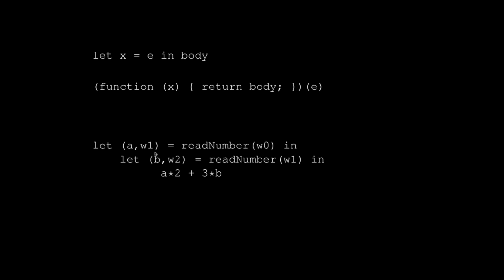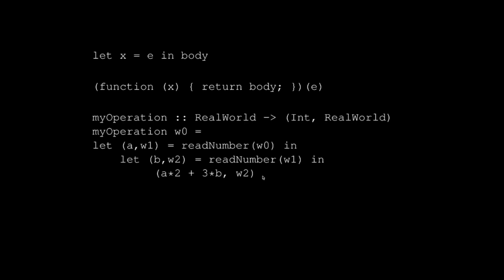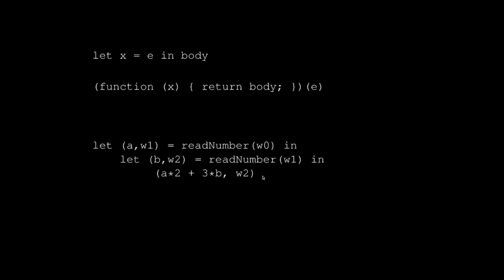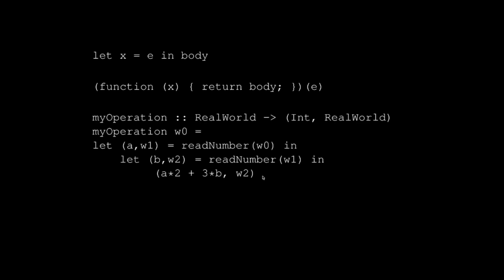If we want to obtain the value b, we must have w1, and in order to get w1, we must evaluate read number of w0. Moreover, if we wanted our operation to be composable using the same scheme, we would also have to return the token w2 along with our long-desired return value. The values w0, w1, and w2 belong to a special type that the designers of Haskell called real world. But their essential property is that the compiler knows nothing about them, so that it cannot establish the value of w1 without actually evaluating the expression read number of w0.